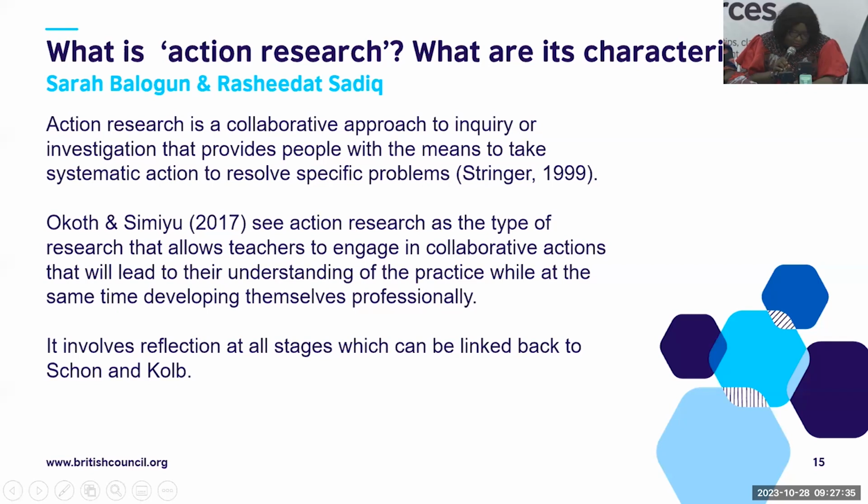So when we talk about action research, one of the key features is that it's not just the researcher that is involved. The people for whom he or she is carrying out the research are also involved in the research. Then the colleagues at work, probably those in the same profession, are also involved in the research as well. This is why it is called collaborative research.